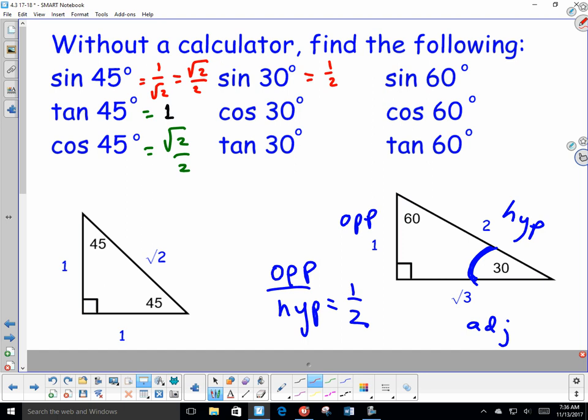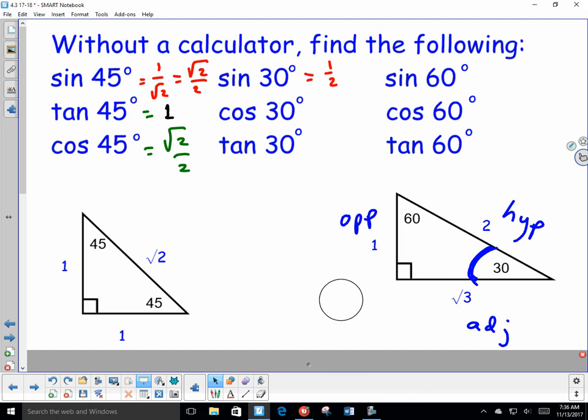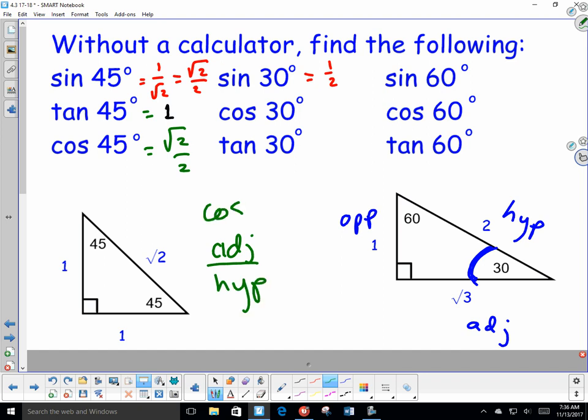How about the cosine of 30? Well, the cosine of 30 is going to be the adjacent over hypotenuse. That's going to be the cosine. And so adjacent is going to be square root of 3 over 2. Adjacent is square root of 3, hypotenuse is 2. And we're just going to leave our answer like that. So the cosine of 30 degrees is square root of 3 over 2.